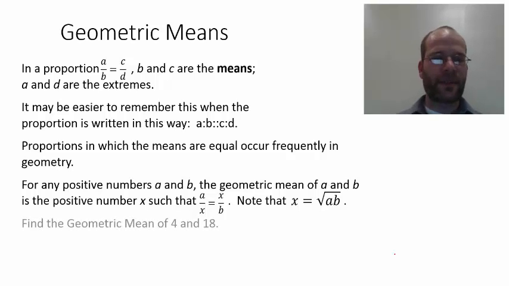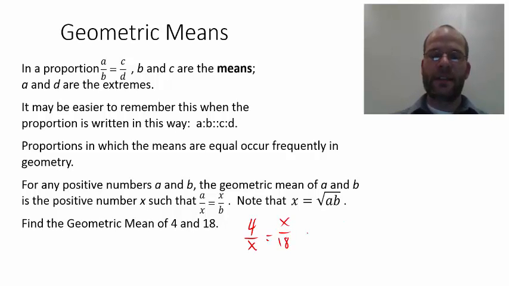Look at a couple more examples. Find the geometric mean of 4 and 18. Very simple to set up. 4 over x equals x over 18. We cross multiply. x squared equals 4 times 18. And then we need to take the square root.